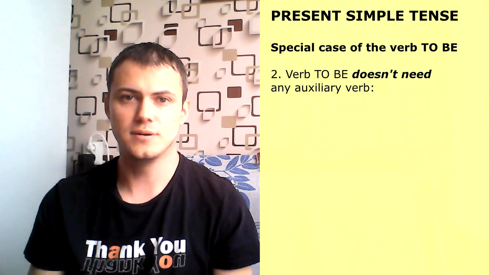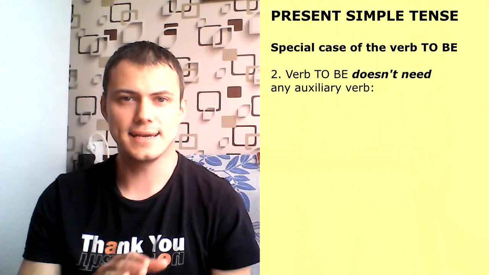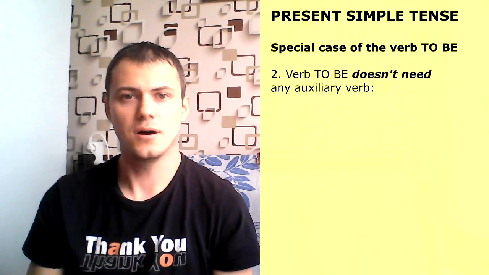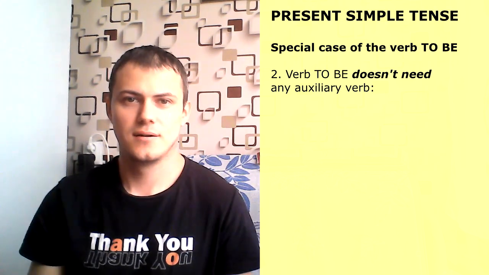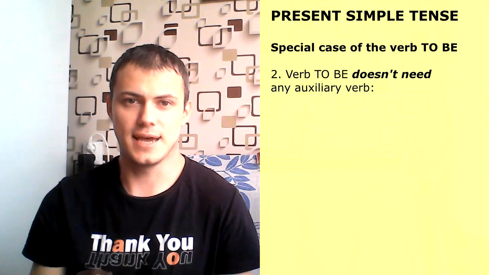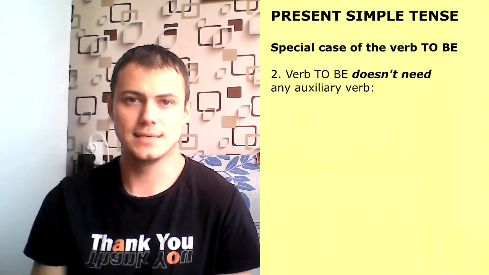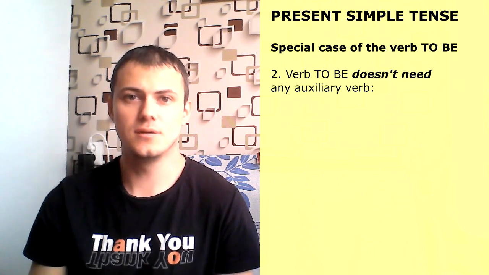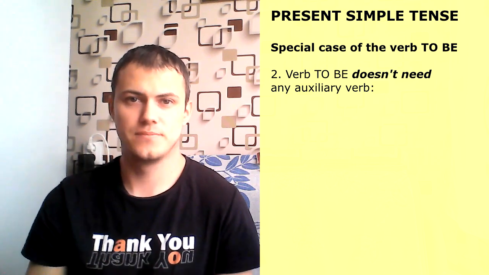The second feature of the verb to be in the present simple tense is that the verb to be is a very strong verb. It does not need any auxiliary verb. So, in the negative sentences in the present simple tense, in which the verb to be is the main verb of the sentence, we should just add not after the verb to be.